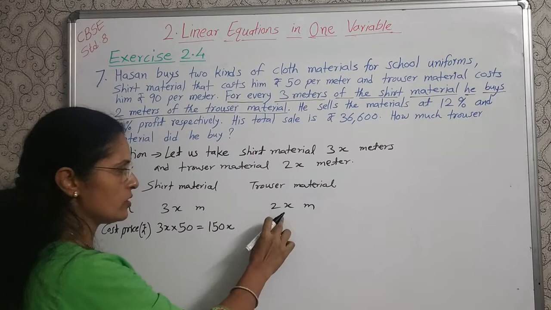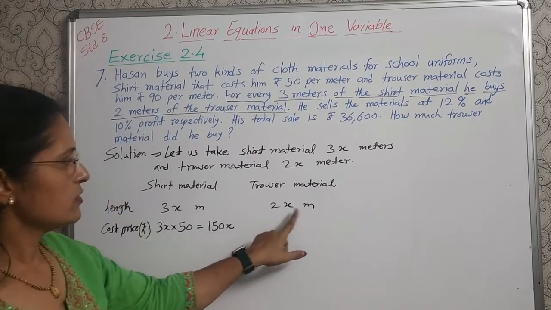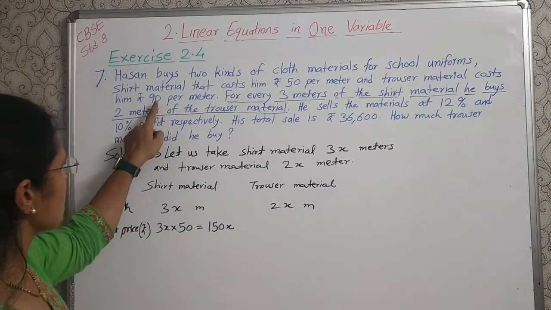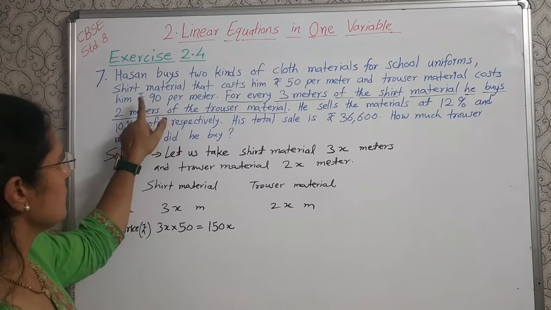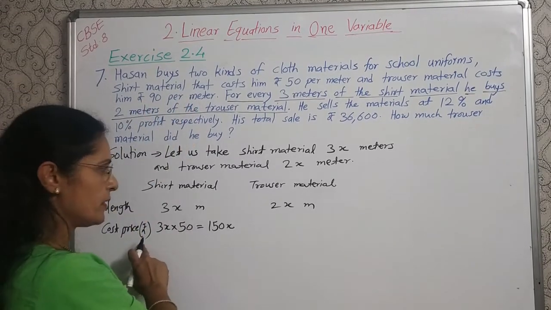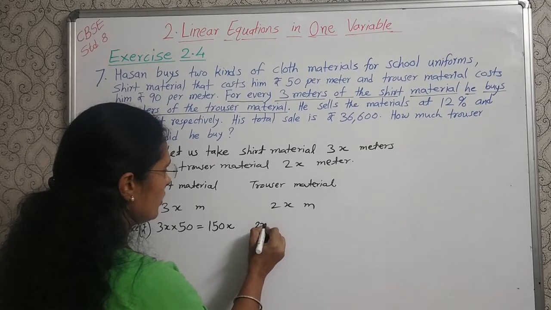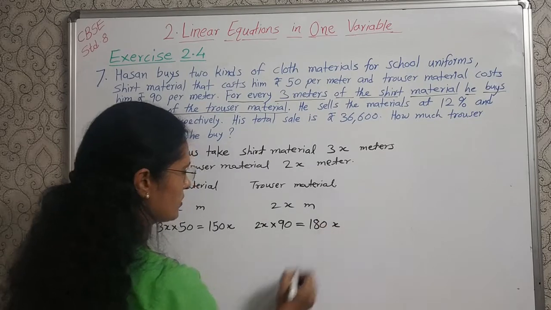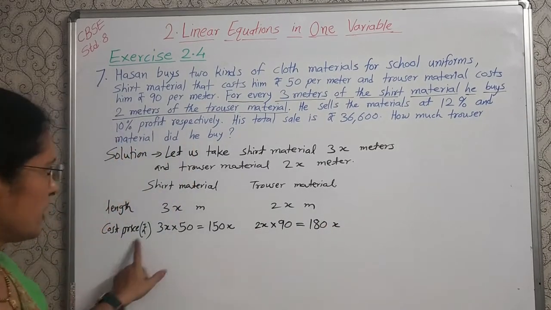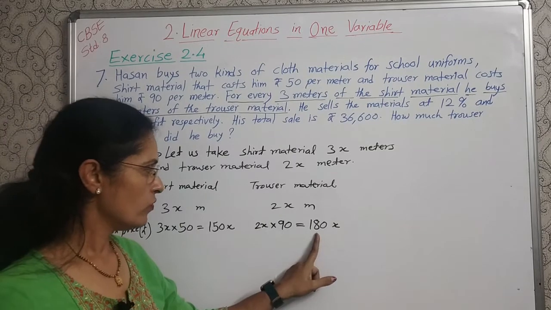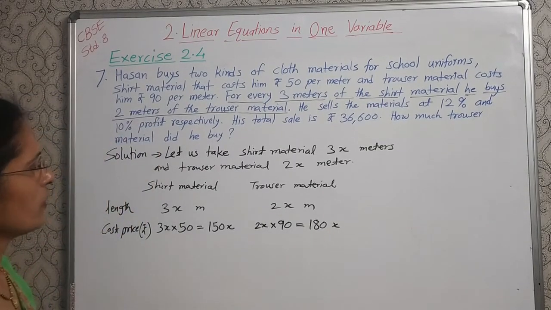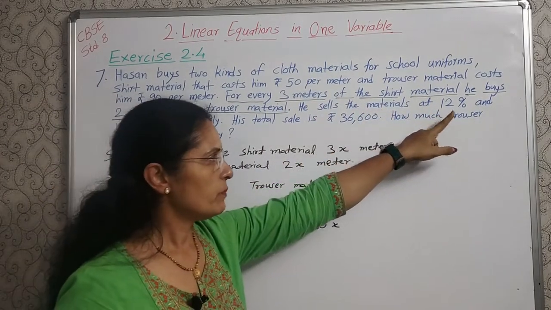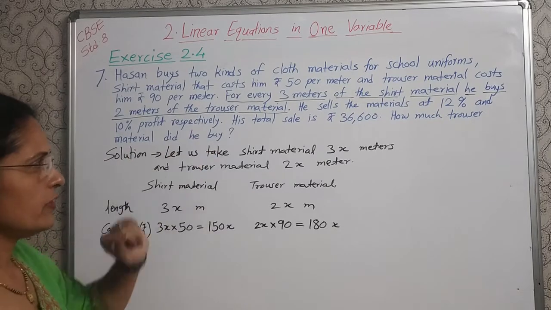Now what about the trouser material's cost? Now 2x meters of trouser material he brings. The rate is given rupees 90 per meter. So the cost price for this will be 2x multiplied by 90 and it will be 180x rupees. So the cost price for trouser material is 180x rupees.